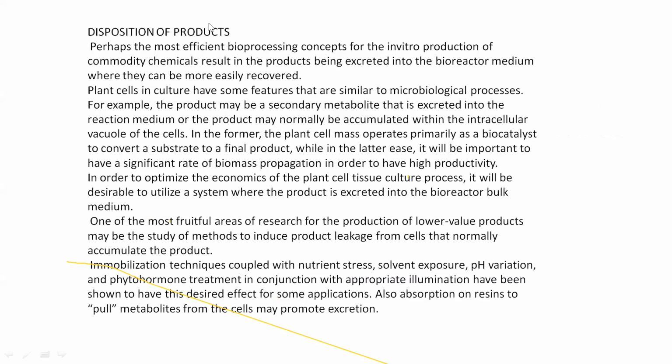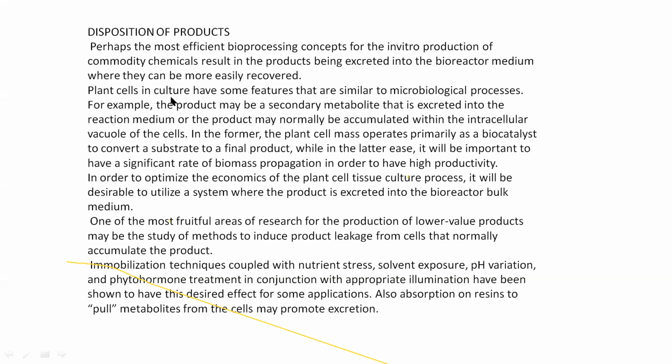The most efficient bioprocessing concept for the in vitro production of chemicals results in the products being excreted into the bioreactor medium. So we will need such methods in which the chemical compound which we want is excreted out into the medium. It is easy to recover from the medium. It is difficult to recover from the cell. It is easy to recover from the medium, be it solid or liquid.